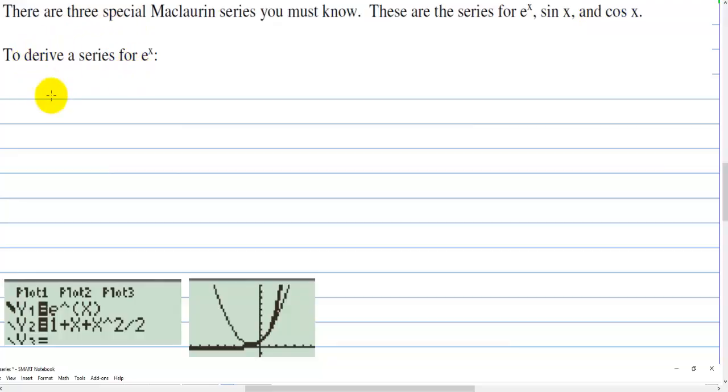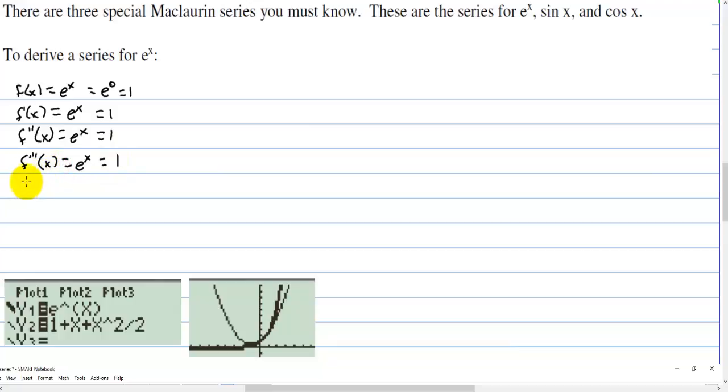To derive a series for e to the x, we have f of x equals e to the x, f prime of x equals e to the x, f double prime of x equals e to the x. And if we're going to do Maclaurin series for these, e to the 0 equals 1. So this is 1, and this is 1, and then the third derivative of x is e to the x also. And when we evaluate at 0, that's 1, and even the fourth derivative, we could keep doing this forever, we're going to get the exact same thing.